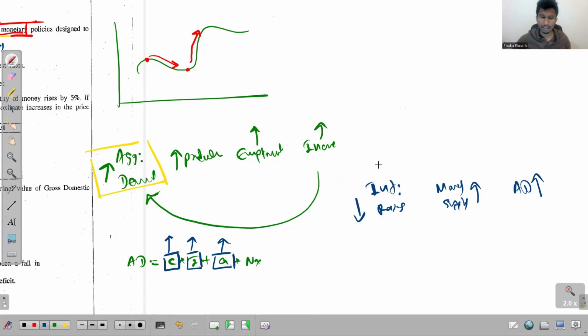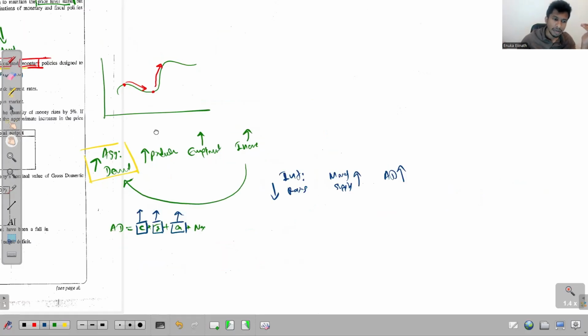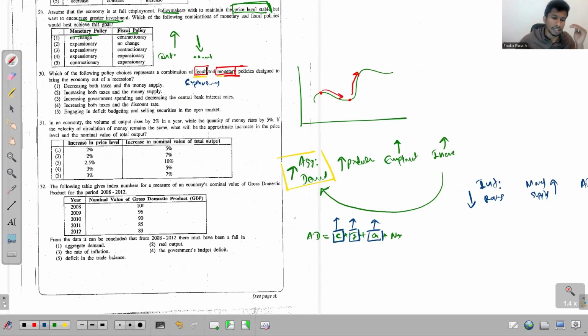Then people will have more money to spend on goods and services, so that the aggregate demand will increase. So mainly two things must happen: the fiscal policy must be expansionary in nature, and on the other hand, even the monetary policy must be expansionary in nature.